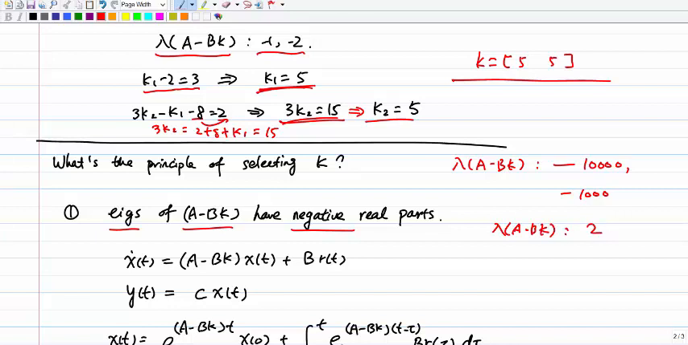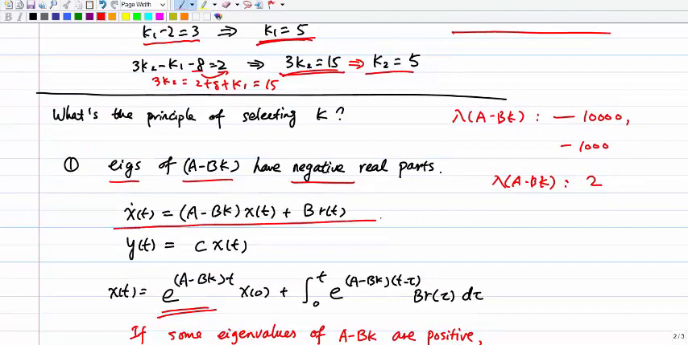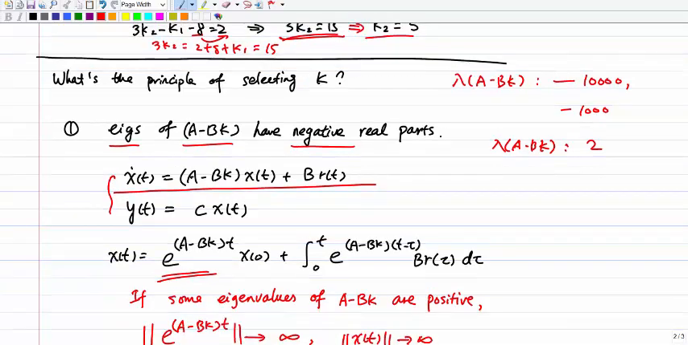The reason is, if I use the state feedback control law, this is a linear time invariant system. Now I guess this is my system, right? If you solve for the solution, because this is also a linear time invariant system, the solution will be x(t) equal to e to the (A minus BK) t times x0, plus the integration from 0 to t of e to the (A minus BK)(t minus tau) B r(tau) d tau. This is the solution for a linear time invariant system, right?